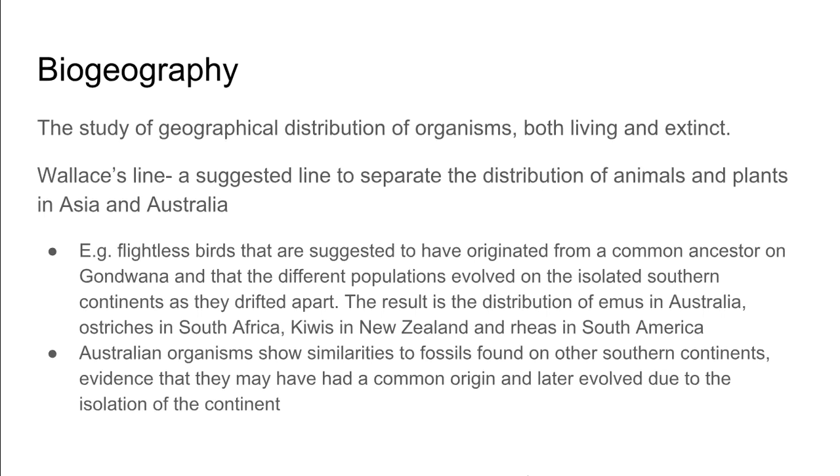As a result, we have emus, ostriches, kiwis and rheas, which all evolved from a common ancestor but are now different because of the continents they live on and were able to develop and live on. So we know that emus do look different to kiwis, but they have a common ancestor. Some organisms from Australia show similarities to fossils found on other southern continents. This is evidence that they may have had a common origin and later evolved due to the isolation of the continent. So we know that this is a form of divergent evolution.